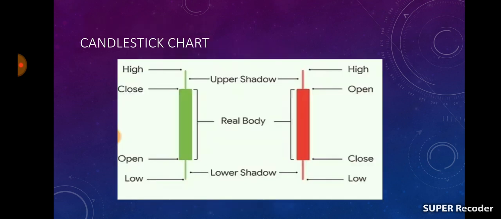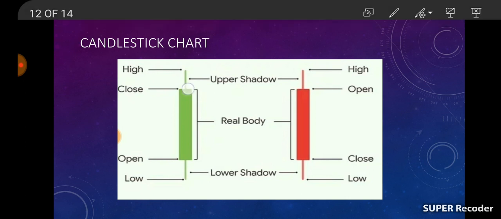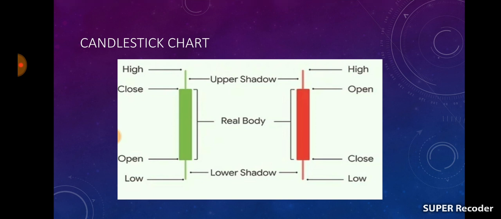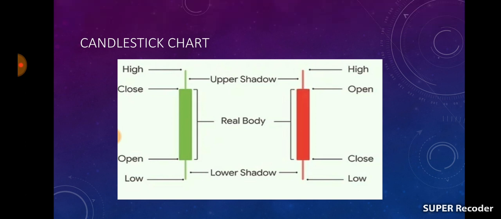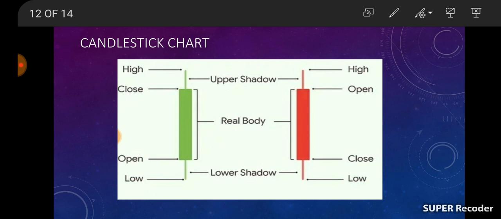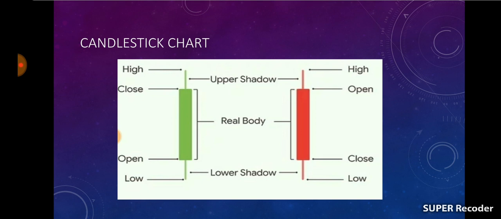If the real body's color is green, the opening price is the lowest part of the real body and the closing price is the upper part of the real body. So here the opening price is low and the closing price is high. So there is an increasing tendency, and it indicates a bullish tendency. If the real body's color is red, the upper part of the real body indicates the opening price and the lower part of the real body indicates the closing price. So here the opening price is high and the closing price is low. So it indicates a bearish tendency, or decreasing tendency of price.